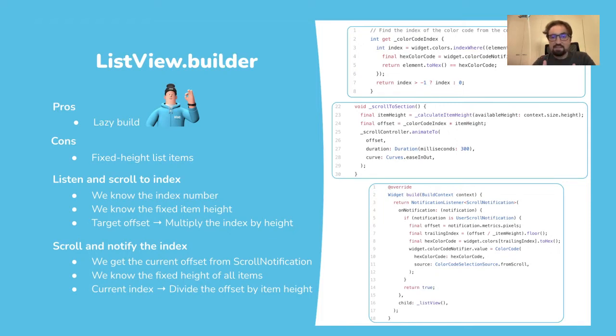And notifying the listeners according to the scroll position changes is also straightforward, because the scroll notification tells us the current scroll position. We divide the position by the fixed item height and get the index. Then we notify the listeners.